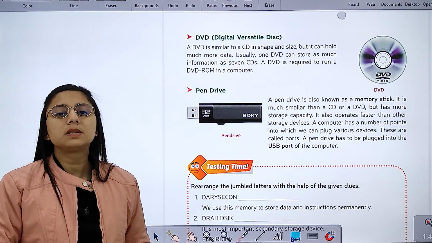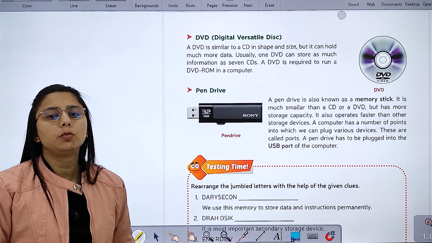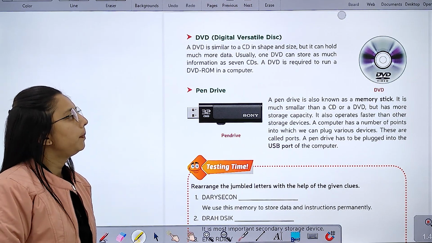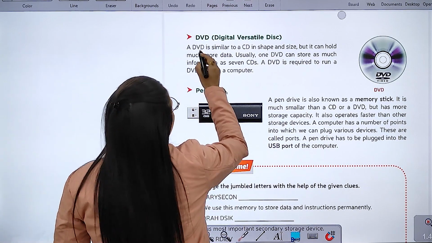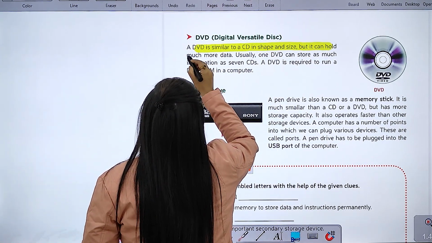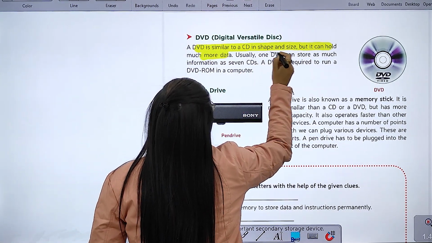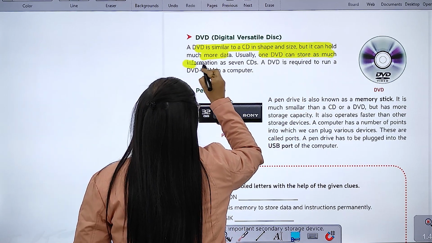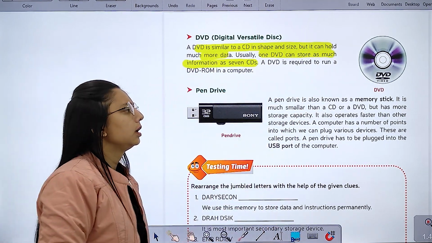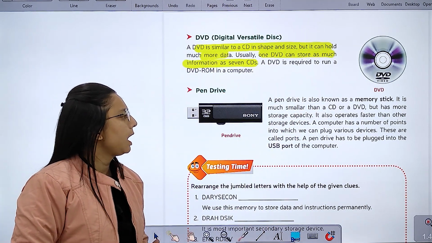DVD has more capacity than CD. You can store more data in it. DVD is similar to CD in shape and size, but it can hold much more data. A DVD can store as much information as 7 CDs.